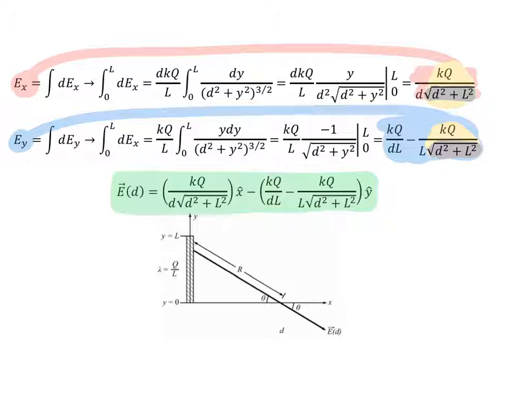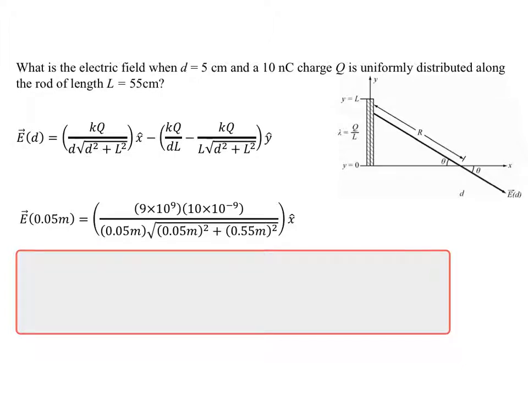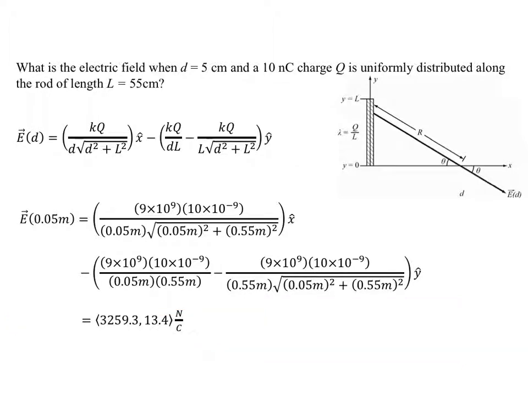All right, finally, last page. Let's do something with that function that we just built. What's the electric field when d equals 5 centimeters and there's a 10 nanocoulomb charge on that rod that's 55 centimeters long? So we have the function we just built. And we plug in. That's the beauty.